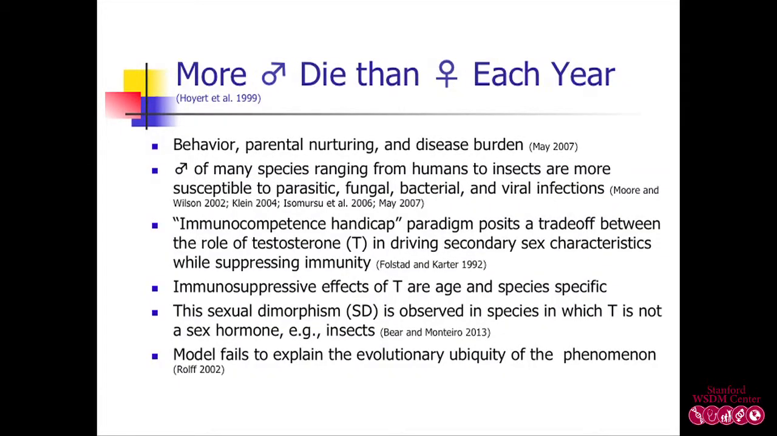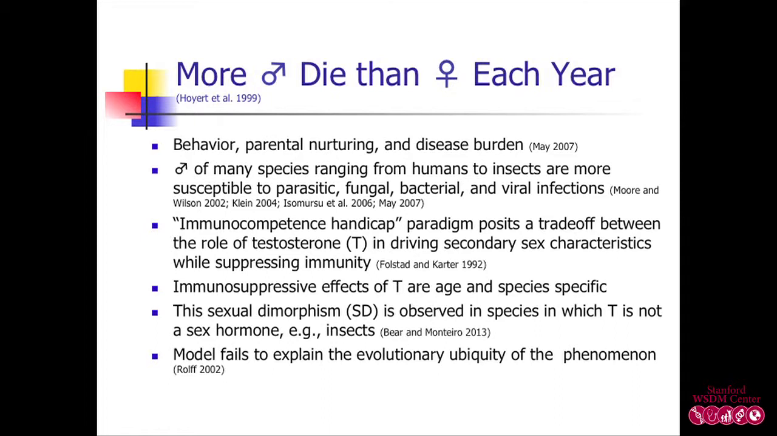Along this line, it's very clear that more males die than females each year. This has been hypothesized to be due to a number of different mechanisms: behavior, parental nurturing, and disease burden. And with respect to disease burden, males of many species ranging from humans to insects are more susceptible to parasitic, fungal, bacterial, and viral infections, as Sauber pointed out.